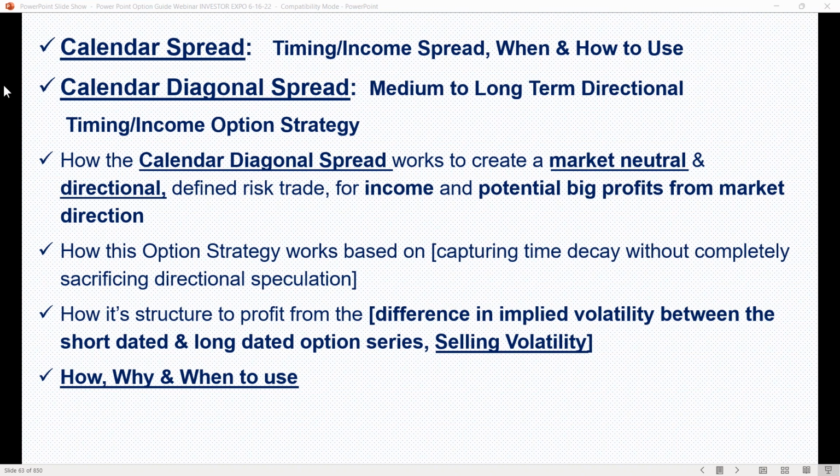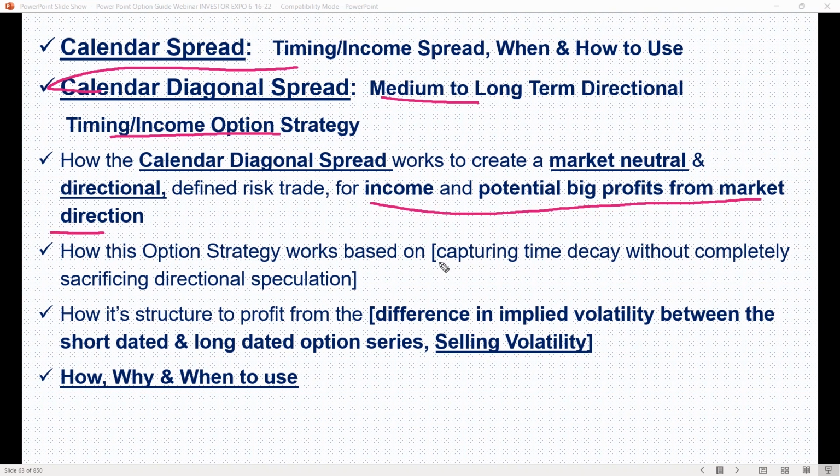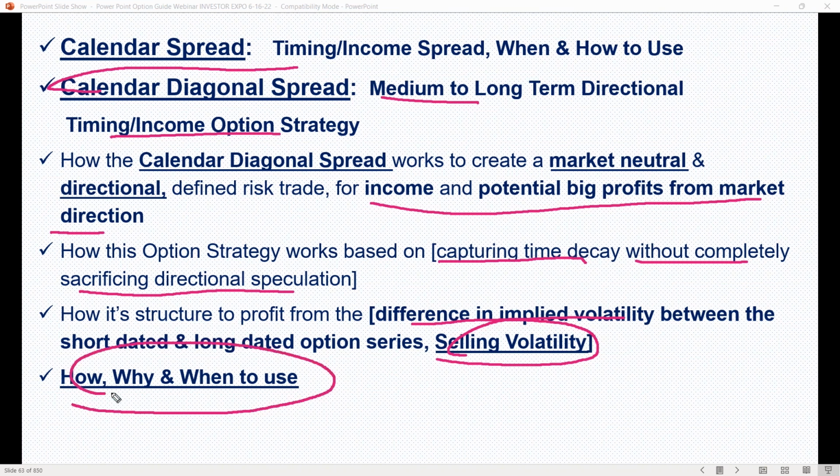And one of my very, very favorites is the calendar diagonal right here. So when and how to use it. How the calendar diagonal works to create that market neutral directional trade for income and potential really big returns on market direction. How the strategy works based on getting that time decay without completely sacrificing direction. How do you structure it, with the difference in implied volatility, what we call skew. We'll go through what that is and how that works, and then how, why, and when to use.